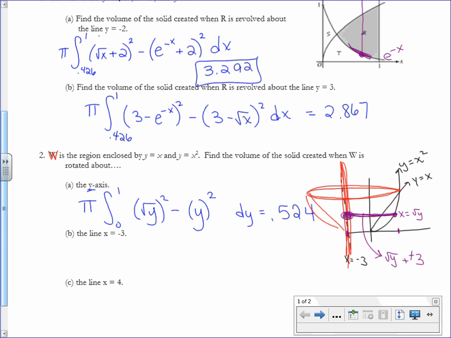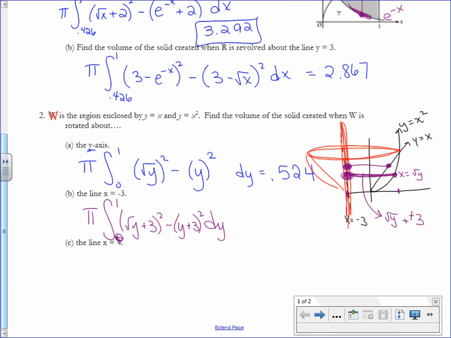It's just like what we did before, except now I'm dealing with a vertical axis. So I'm going to have pi times, now this is a vertical line, so it acts like the y-axis, so I need to be in terms of y for a dy. My outer radius is going to be the square root of y plus 3. And my inner radius is going to go from x equals negative 3 over to the line x equals y. So this is going to be y plus 3 squared. Outer radius squared minus inner radius squared.